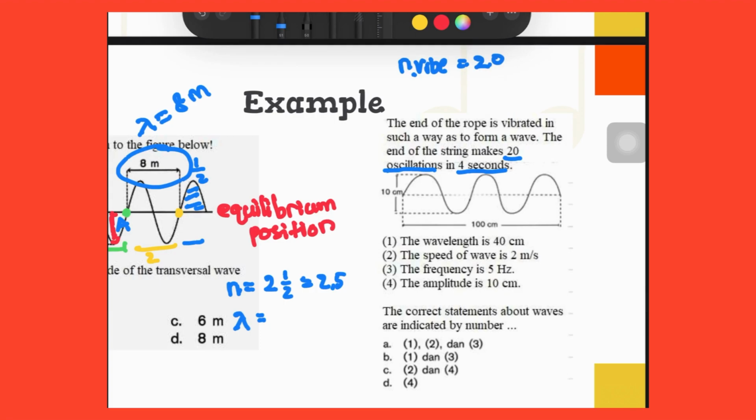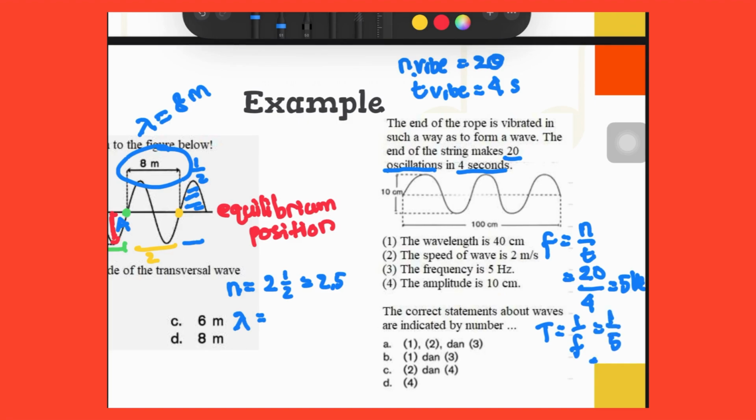The number of vibrations is 20, and the time of vibration is 4 seconds. Then we can identify the frequency and the period. The frequency, remember, f equals n over t. n is 20, t is 4, so the answer is 5 hertz. And then T equals 1 over f, 1 over 5 equals 0.2 second for the period. So the frequency is correct here, 5 hertz.